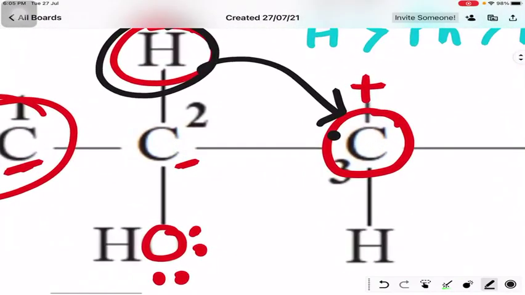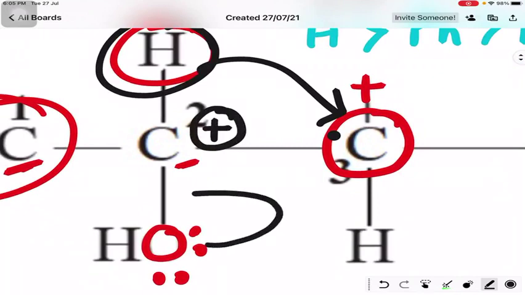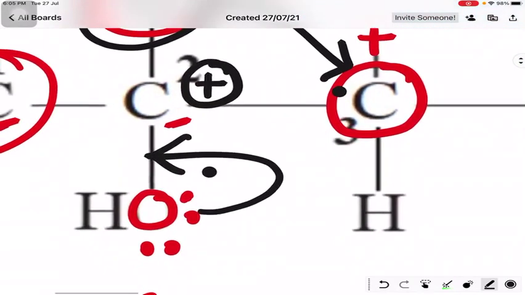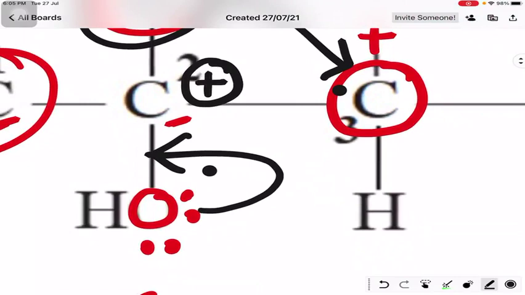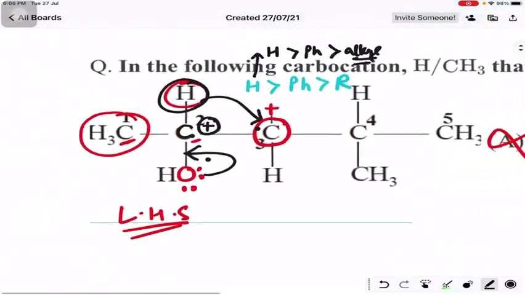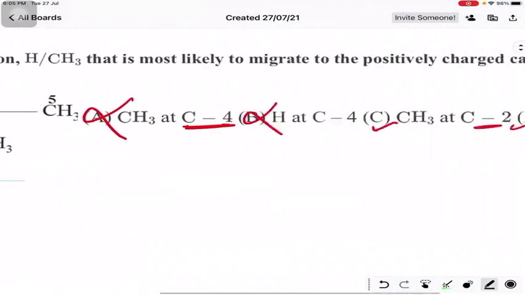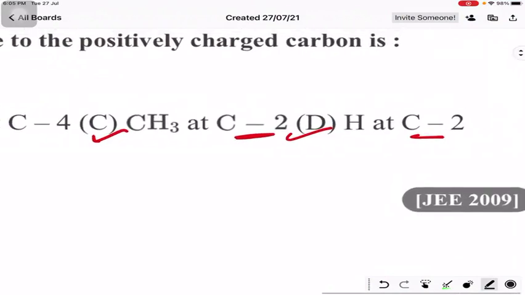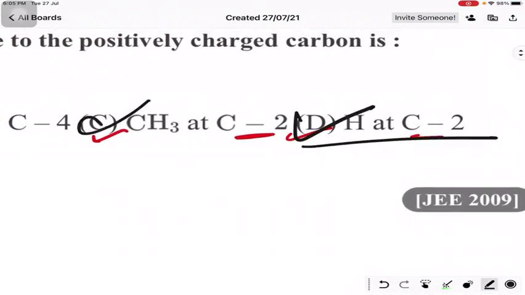So after migration, the positive charge will come on carbon number 2. This can be satisfied by oxygen by back donation. It will donate its lone pair to neutralize the charge of carbon. So it will stabilize. So this is option D. C is the wrong option.